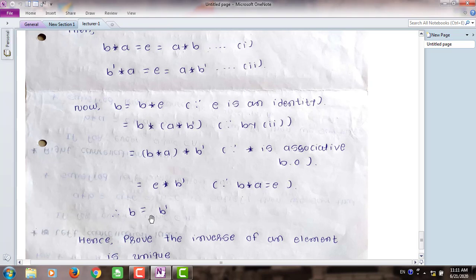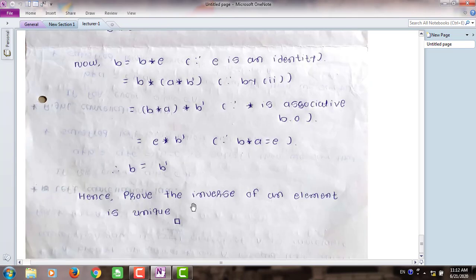We supposed that b and b dash are inverses of a, but both are equal. Therefore, hence we prove the inverse of an element is unique. It means that there is at most one inverse of an element.